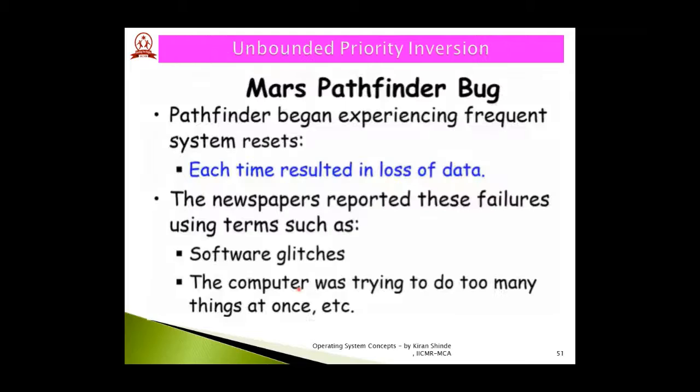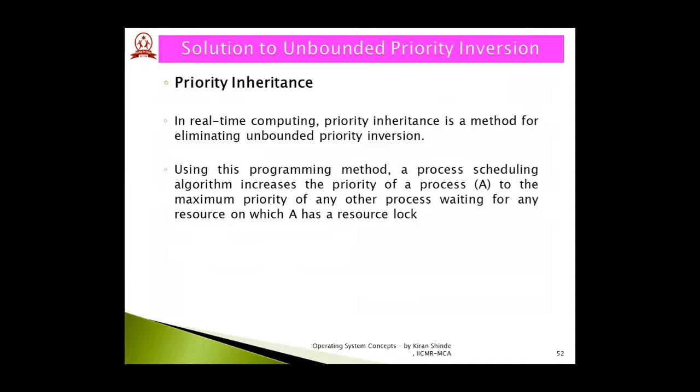So basically, what happened and what were the different tasks? As I said, it is published on Google, so I felt that I should not include this in my video because the information is readily available in the public domain. Now, what is the solution to unbounded priority inversion? The solution to unbounded priority inversion is priority inheritance. What do you mean by that?